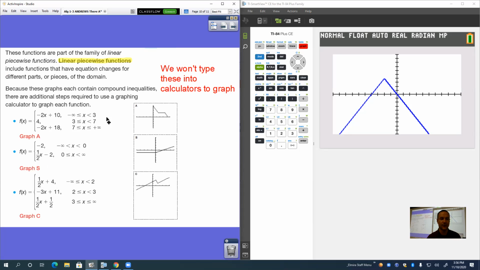So from negative infinity to 3, we're doing this. From 3 to 7, we're doing this. From 7 to infinity, we're doing this. So we're doing different parts and pieces. These are very easy to pick out because they're all jumbled up and they're all like zigzag type patterns where you're doing a combination of things.